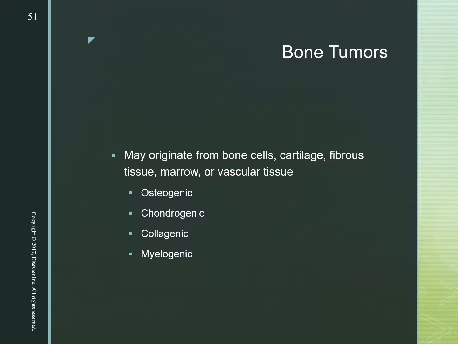Collagenic, it originates from the mesenchymal cells and produces fibrous connective tissues. Fibrosarcoma represents 4% of the primary bone tumors. Myelogenic are ones that originate from various bone marrow. They're giant cell tumors, the 6th most common of the primary bone tumors.